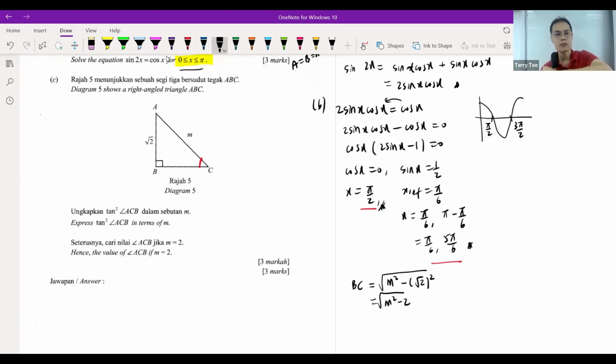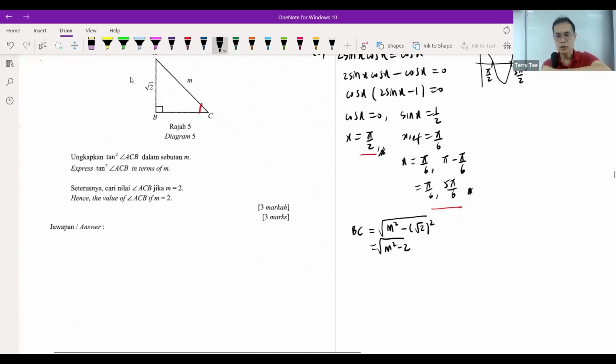Then find our cos value. Okay, what was I thinking? Don't need to use cos, straight write tangent. My tangent ACB will be square root 2 over square root of m square minus 2. But I'm not finding tangent, I'm finding tangent square. So very simple, just square both sides. When I square this, I will get 2 over m square minus 2.